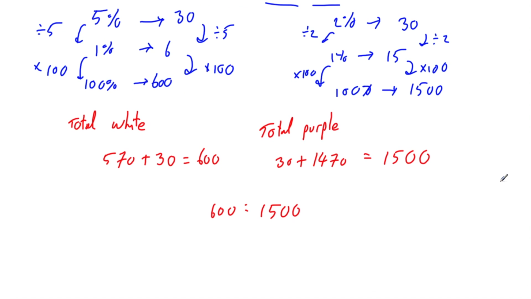If we cancel down this ratio, let's divide both of them by 100, so that's 6 to 15, and let's divide both of them by 3, so that'll be 2 to 5. So our estimate for the total number of white counters to purple counters in the tub would be 2 to 5. And that's it. Okay, let's have a look at our next question.